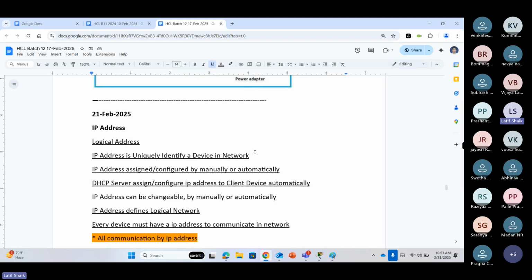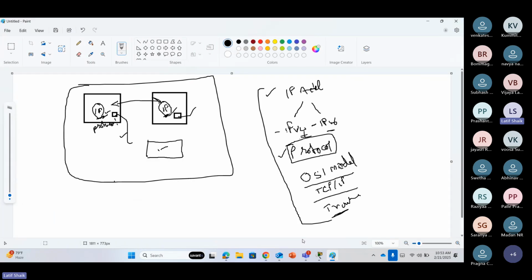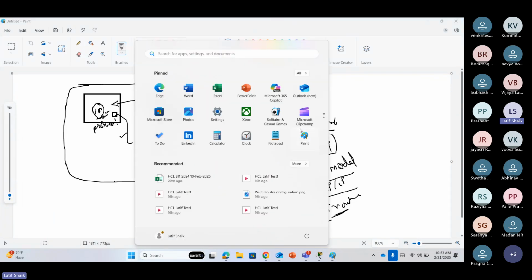In that logical network, each device must be identified. Identification means: I belong to this network and this is my number, like that. So I belong to the 70s network and this is my number. Like that. We can also take another example.